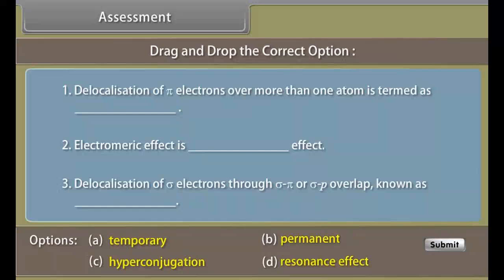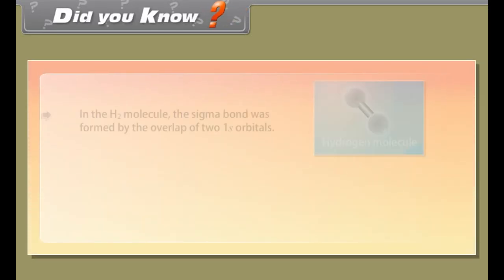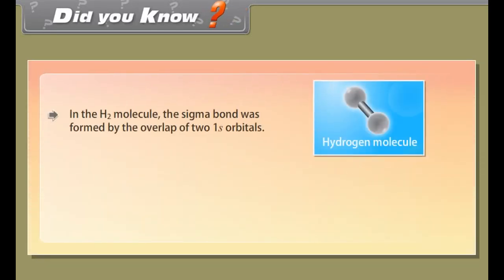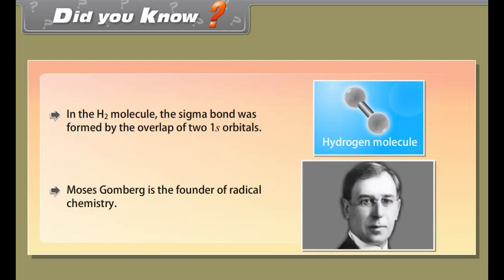Assessment. Before proceeding further, let us know how much you have learnt. Drag and drop the correct option. Did you know? In the hydrogen molecule, the sigma bond was formed by the overlap of 2 1s orbitals. Moses Gomberg is the founder of radical chemistry.